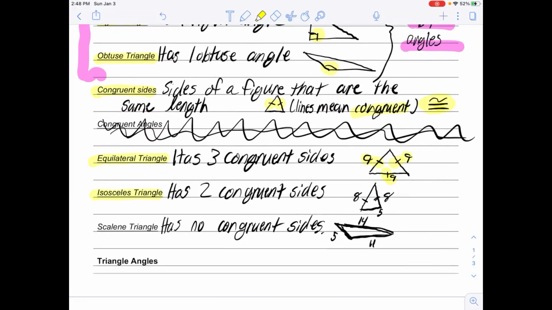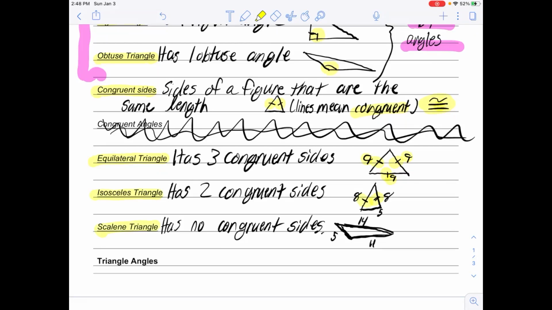Next is isosceles triangle. An isosceles triangle has 2 congruent sides. So in this case, this one and this one both have that line. That means those 2 are the same. The bottom is not the same. So in this case, I said that the 2 sides that are the same are both 8 and the bottom is 5. So isosceles, only 2 sides are the same. Equilateral, all 3 were the same.